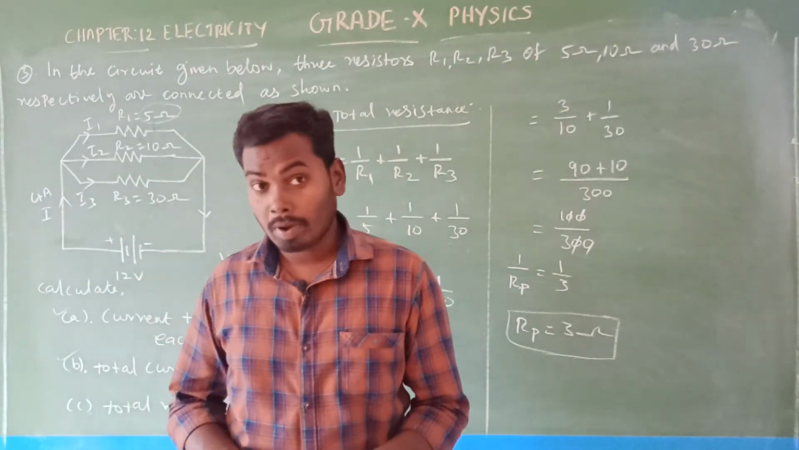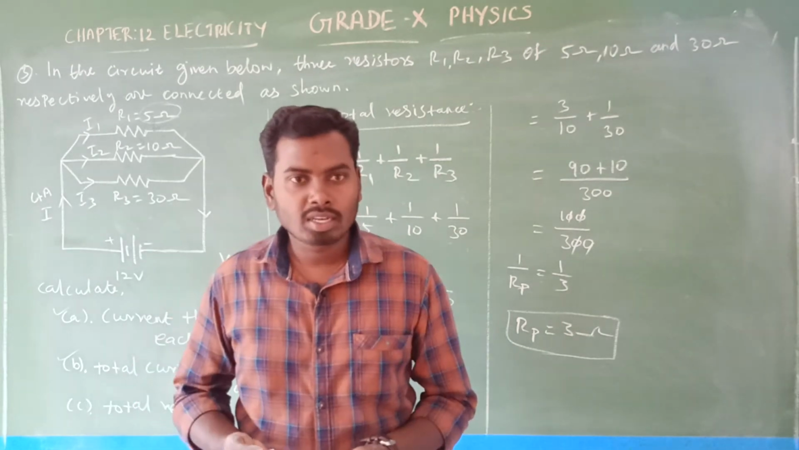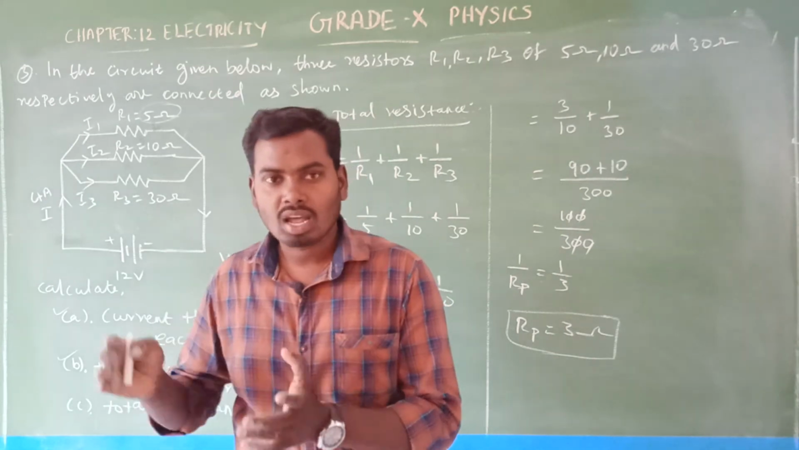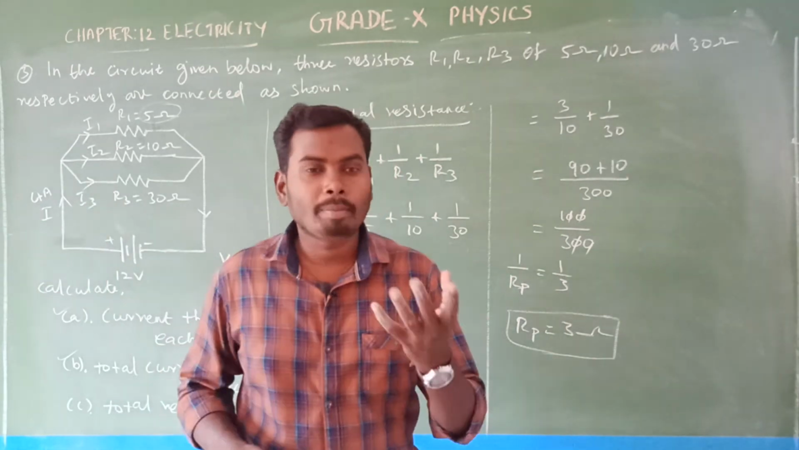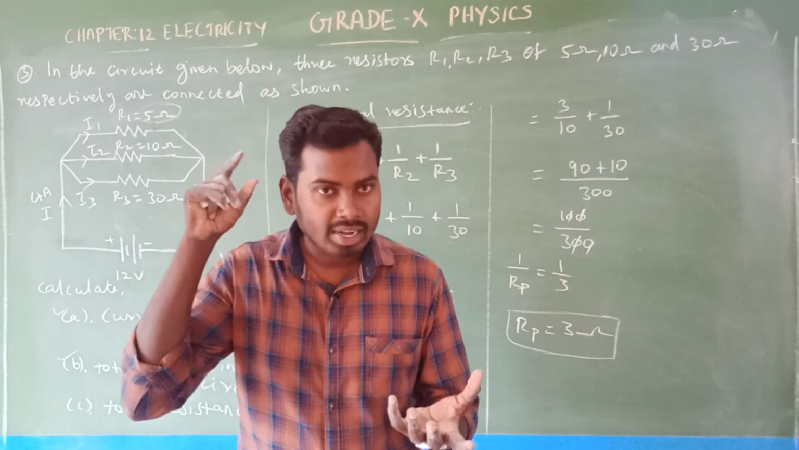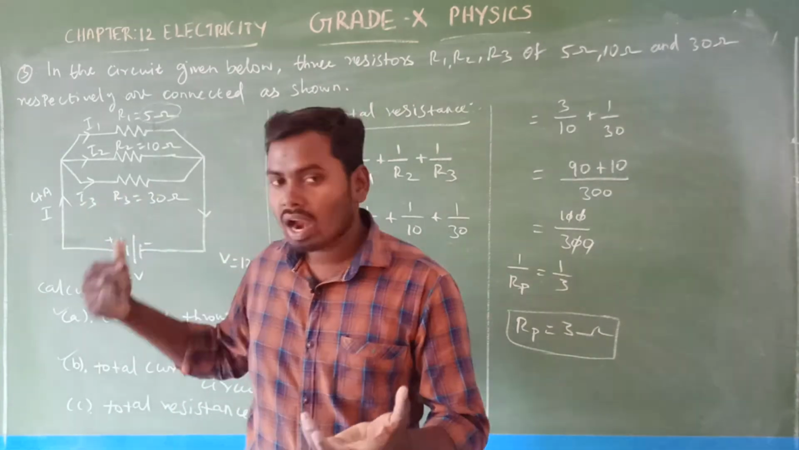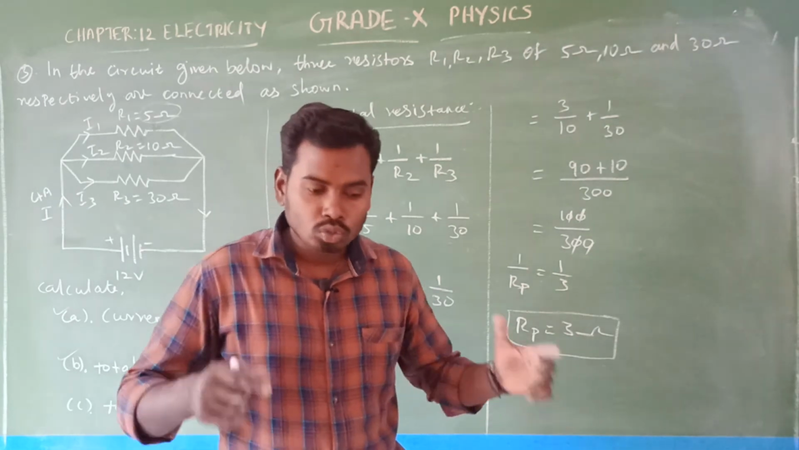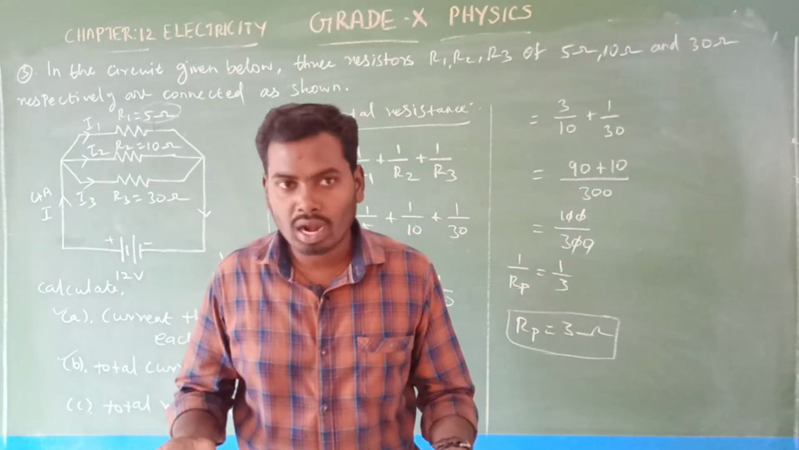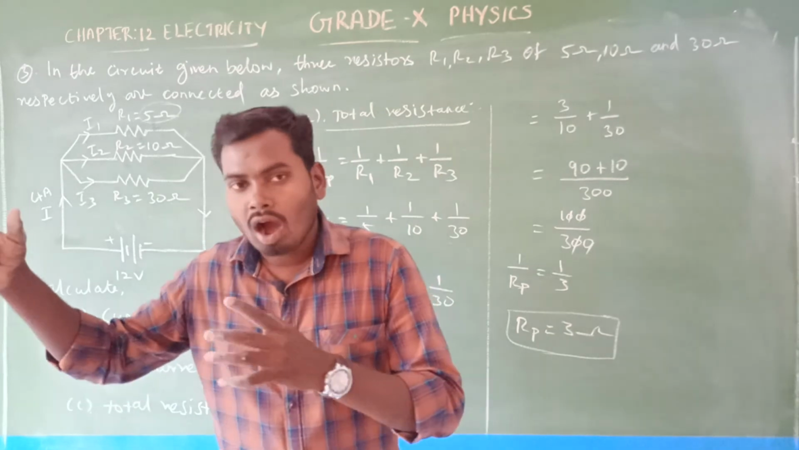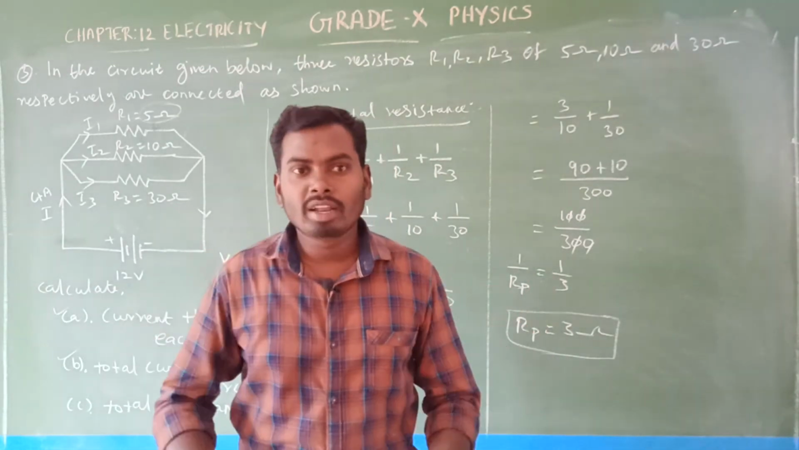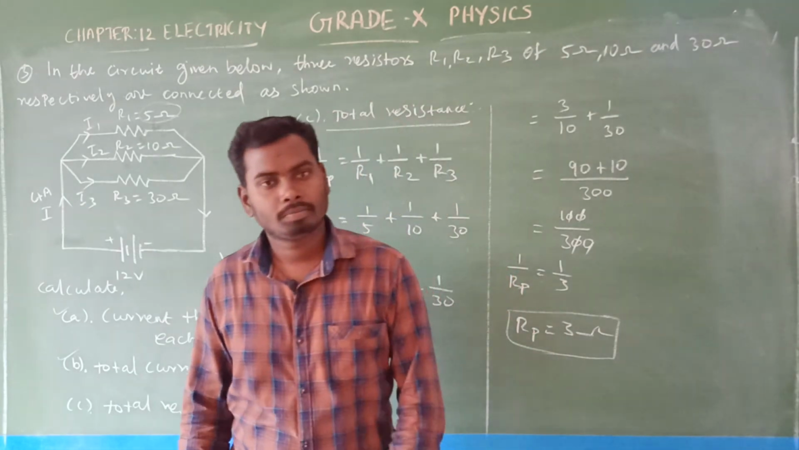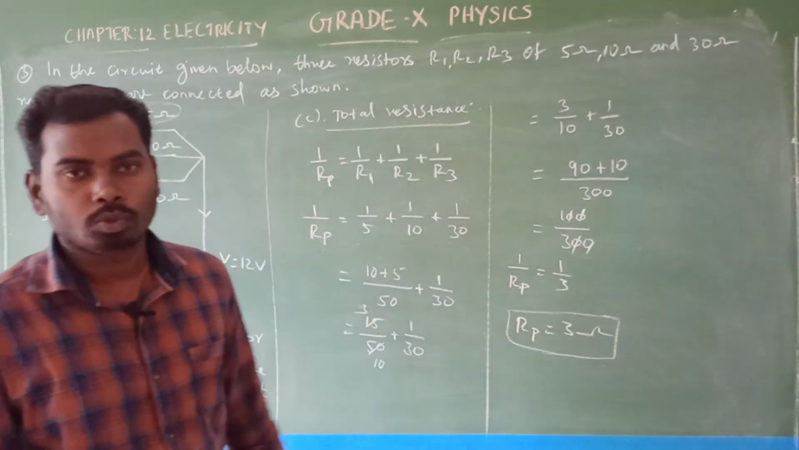To get maximum resistance, the resistors are connected in series. Because in series we just add all the values, so we can get the maximum amount of resistance value. But in parallel, the resistance value gets decreased. So to get maximum resistance value, connect all resistors in series. To get the minimum resistance value, connect all resistors in parallel. Is it clear? Yes, very easy one.